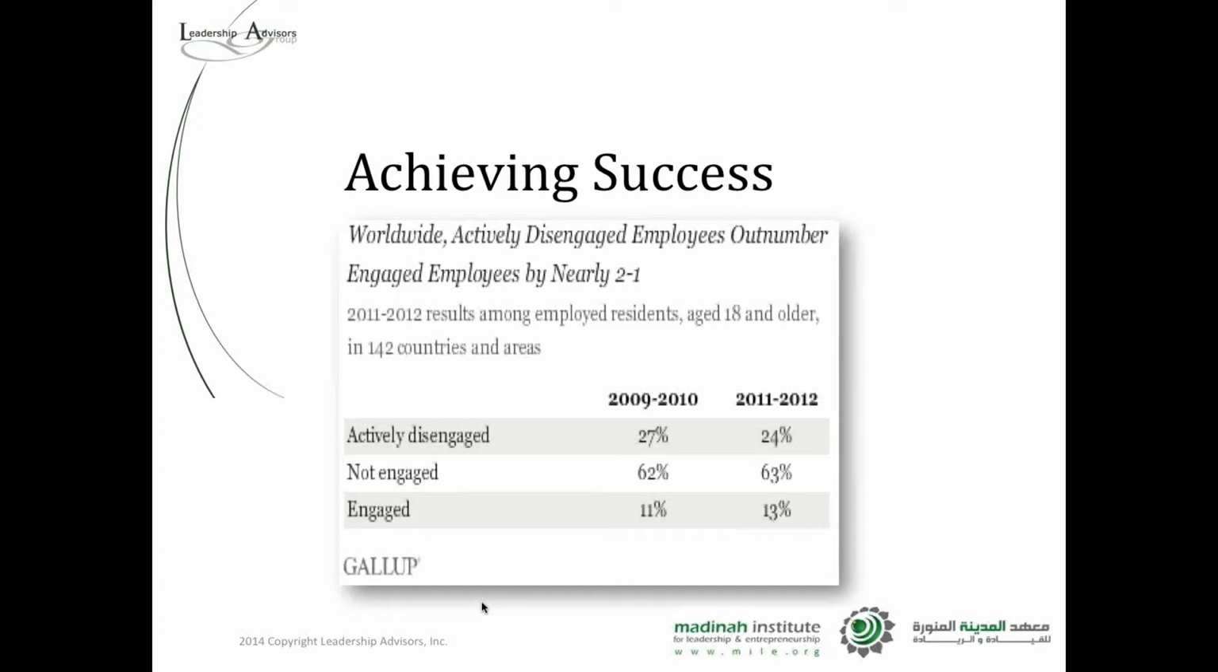The not engaged, mildly, you know, sort of showing up for work but not really committed to the work of the organization, is in that 62 to 63% range. What I'm really troubled by is the group of people, that 27 to 24%, depending on which study year you look at, that are actively disengaged, actively undermining, if you will, the work of the organization.